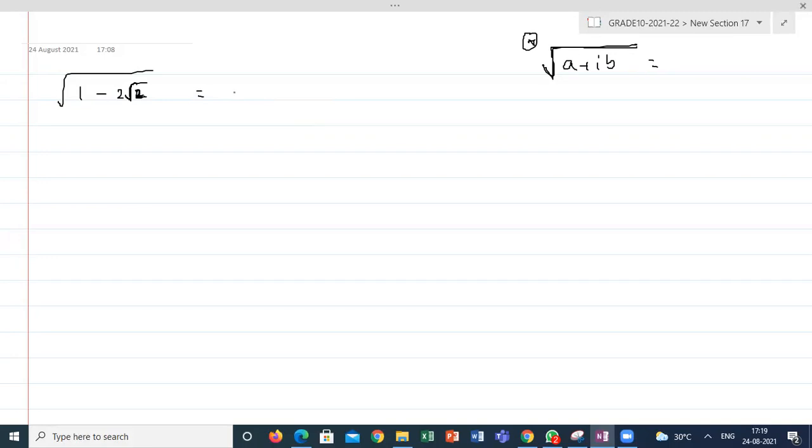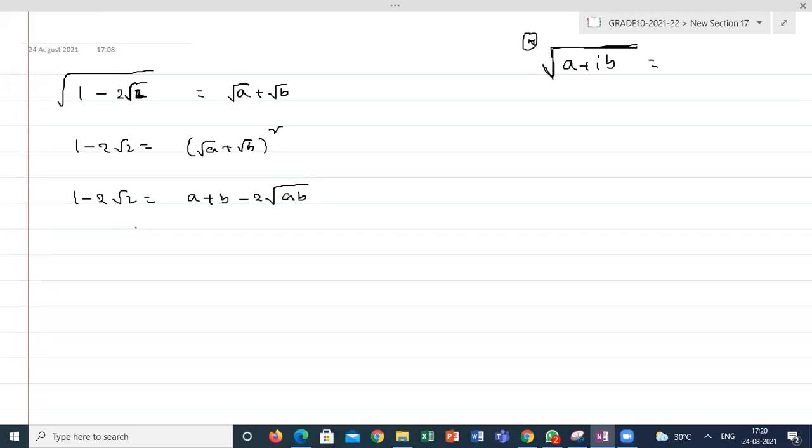So assume this will be equal to root a plus root b and square on both sides. 1 minus 2 root 2 is equal to root a plus root b whole square. This will be 1 minus 2 root 2 is equal to how much? A plus b minus 2 root of ab.